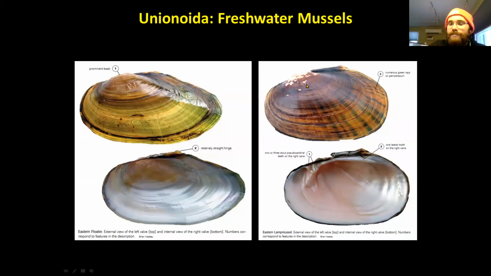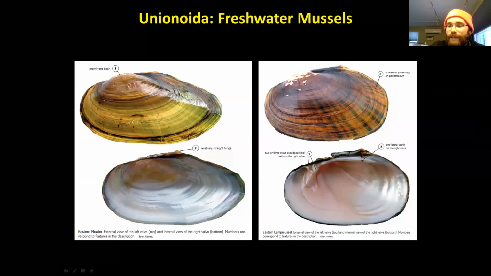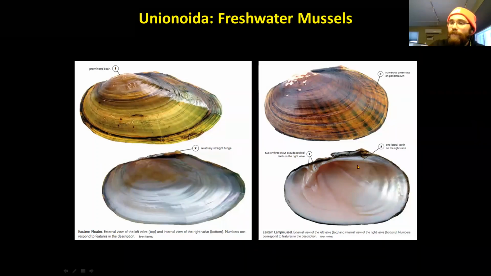These guys are going to have a thicker, harder shell. And you can see they've got the pseudocardinal teeth and the lateral teeth that are well developed. Looking back and forth at them, you can see the difference immediately. So it's just an example of how form fits function and why certain animals have certain features.